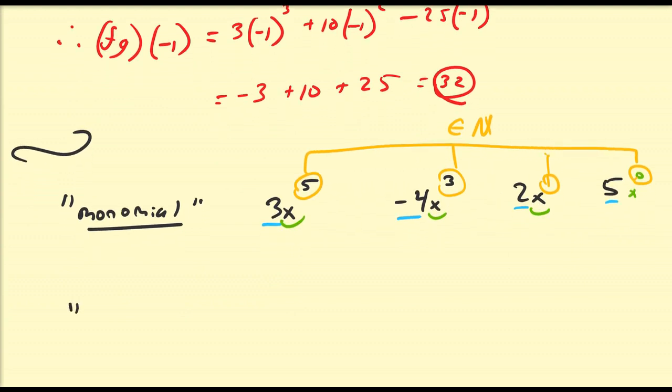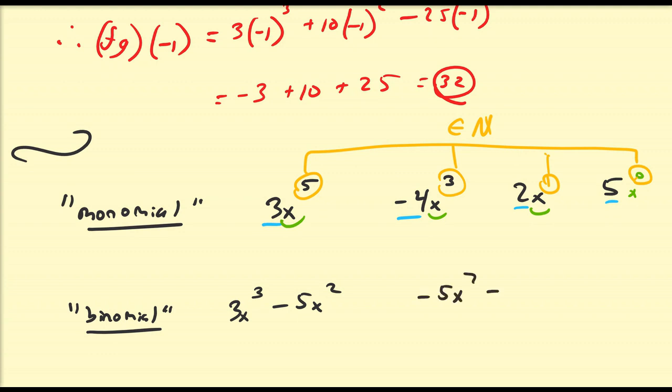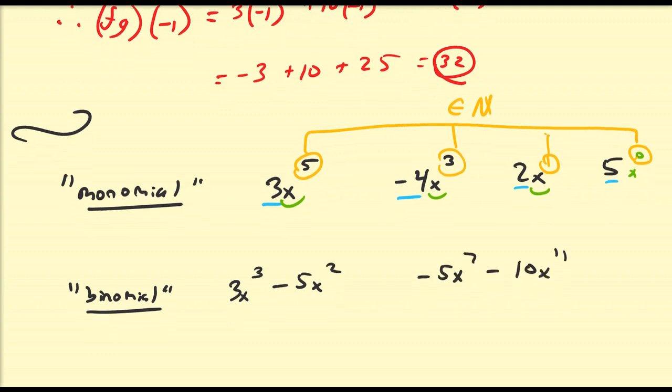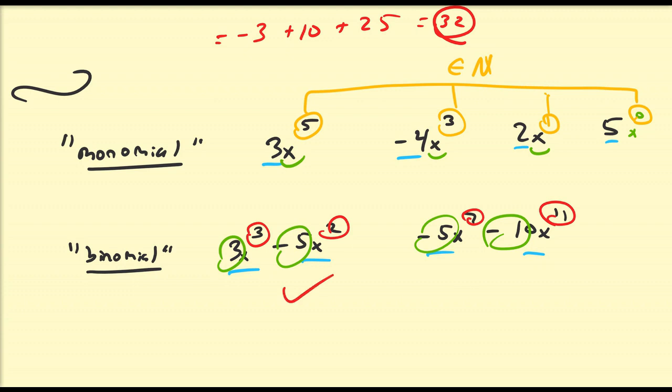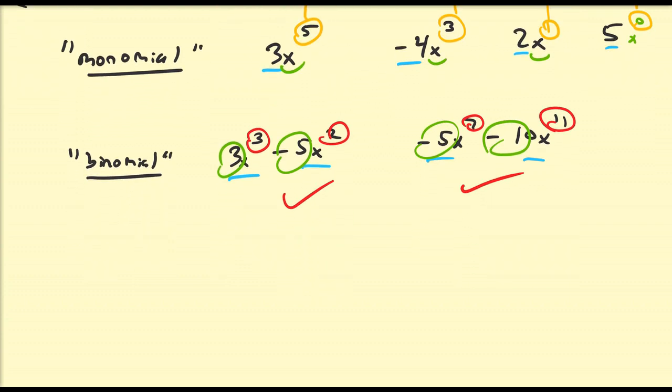So an extension of this is a binomial, which is just a sum or difference of monomials. So it can have something like 3x cubed minus 5x squared, or negative 5x to the 7th minus 10x to the 11th. So again, these are two terms, 1, 2, 1, 2, and it has coefficients, 3, negative 5, negative 5, negative 10, and exponents that must be natural numbers, which all of them are. So each of these are binomials.